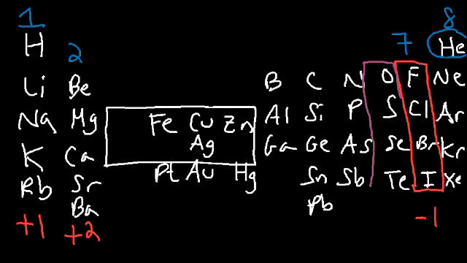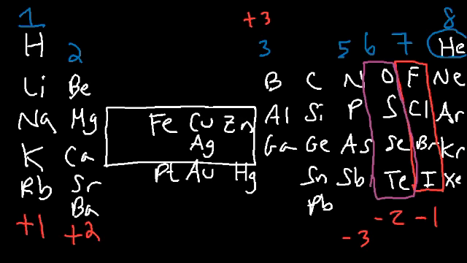The next column are the chalcogens. That's group 6A or group 16 of the periodic table, and they have 6 valence electrons, and they tend to form -2 charges. Nitrogen, phosphorus, arsenic, those elements have 5 valence electrons, and they typically form -3 charges. Boron, aluminum, gallium, they have 3 valence electrons, and they form +3 charged ions.